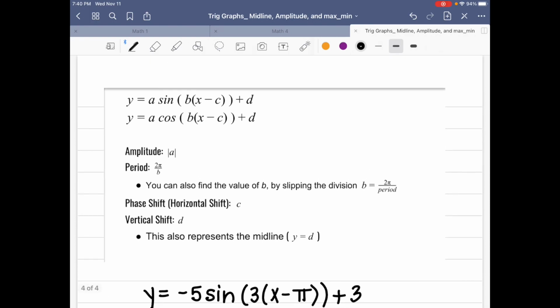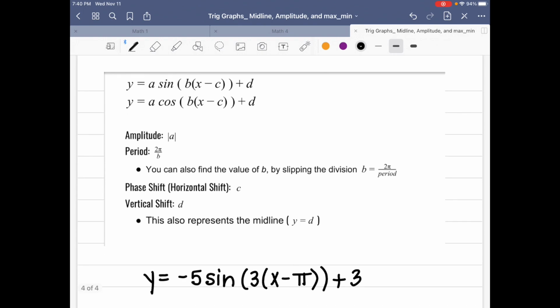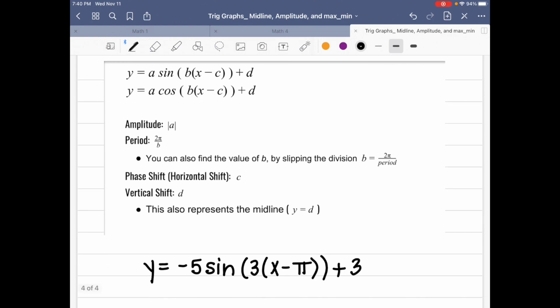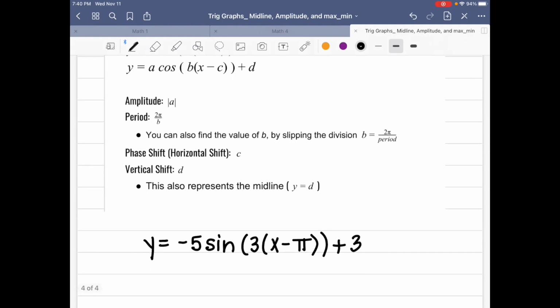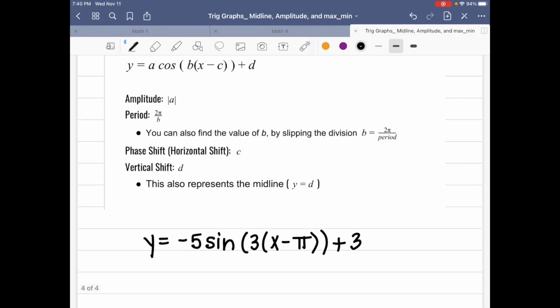I've created this little formula sheet or reference sheet for trig graphs. It will be up on Canvas for you to reference, especially when you're doing your Canvas practice. I am going to go over a few of the Delta Math examples as well, just to make sure everybody is clear on how to handle those and how to identify all the key pieces.